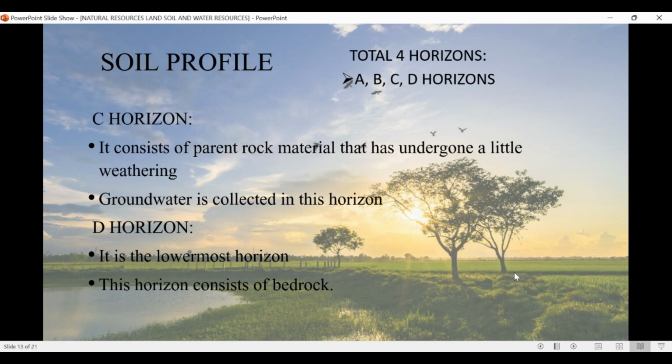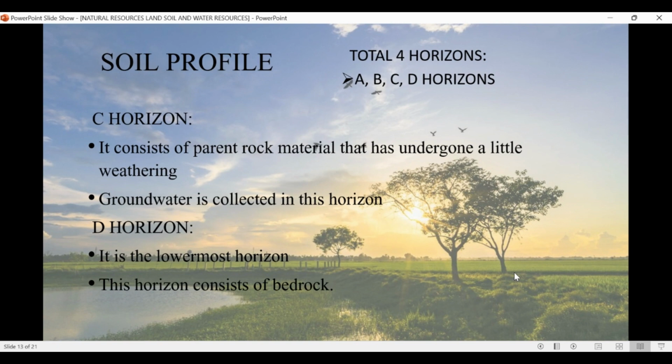Next, let us understand the C horizon. It consists of the parent rock material that has undergone a little weathering, and the groundwater is collected in this horizon. The D horizon is the lowermost horizon. This horizon consists of the bedrock.